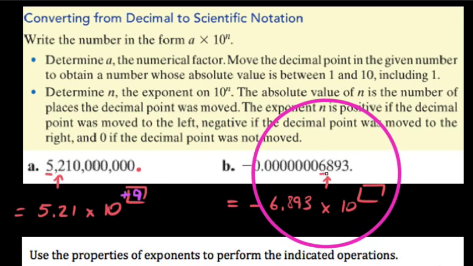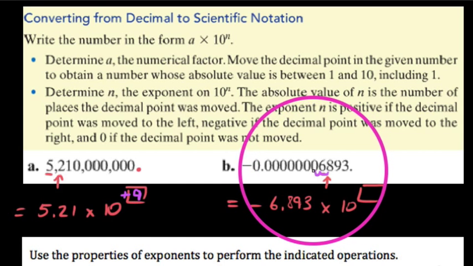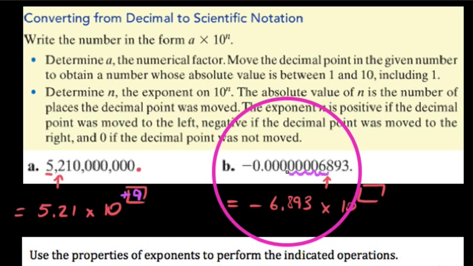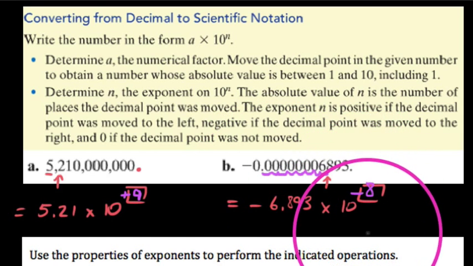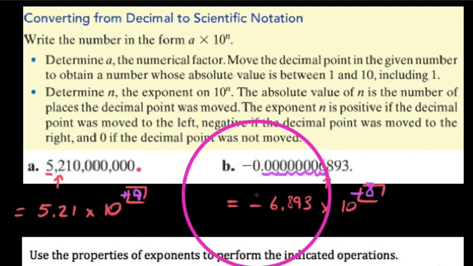Whereas if I were to look at this here and I say, well, how many places did this move? We have 1, 2, 3, 4, 5, 6, 7, 8. So we moved 8 places and we moved it to the left. I counted from the arrow to the decimal and I counted to the left.